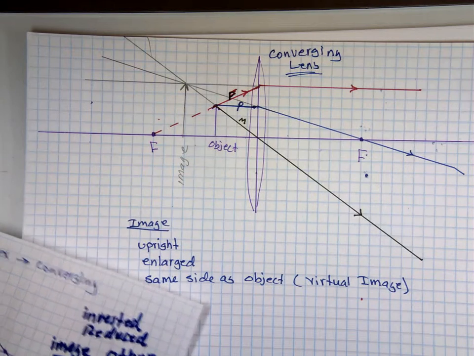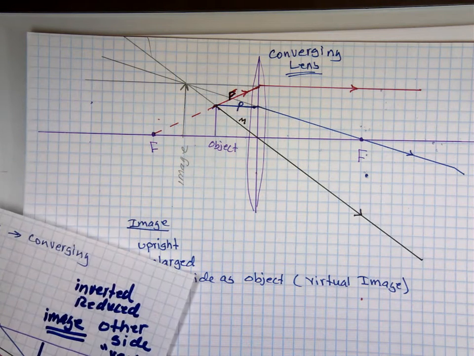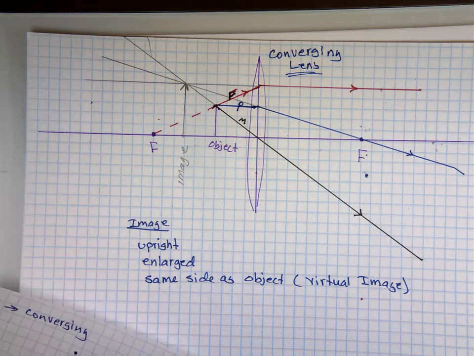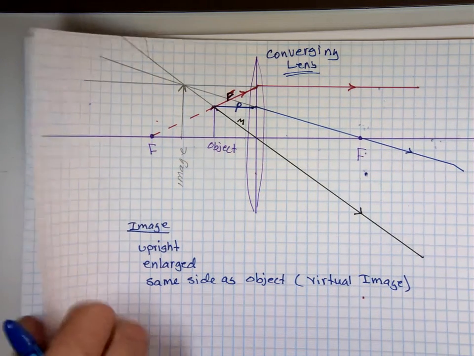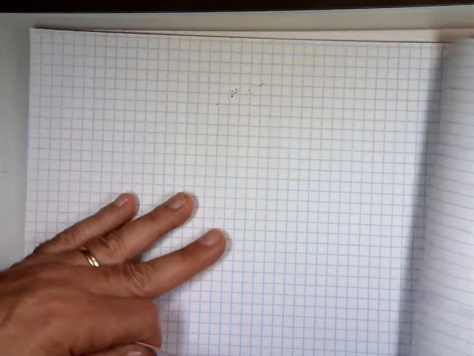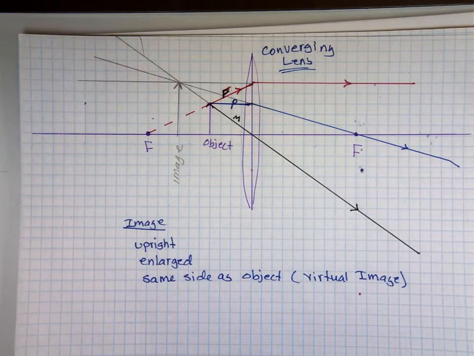What happens when you deal with a diverging lens? It's only one case, diverging lens. With a diverging lens, we only have one case, just like when we did the convex mirror. P is the blue, F is the red, M is the black. Just to remember that. Okay. Let's look at diverging lenses.